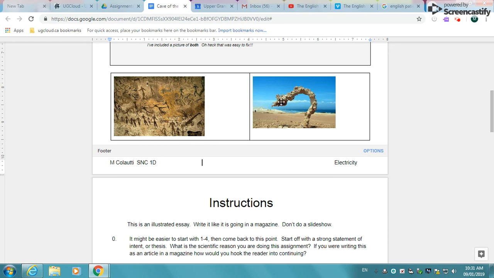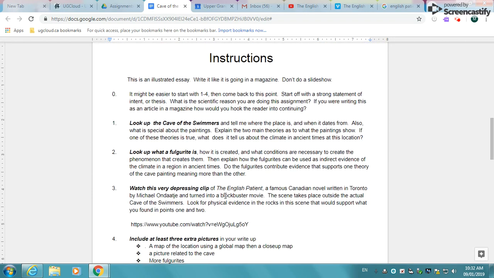So in other words, does the fulgurite provide evidence for one of the two competing theories as to what these ancient paintings mean? So I want you to start with 1 through 4, then come back to this point. I want you to start off with a strong statement of intent or thesis. What is the scientific reason you are doing the assignment? And if you were writing this as an article in a magazine, how would you hook the reader into continuing? A punchy opening. That is something you can create at the end.